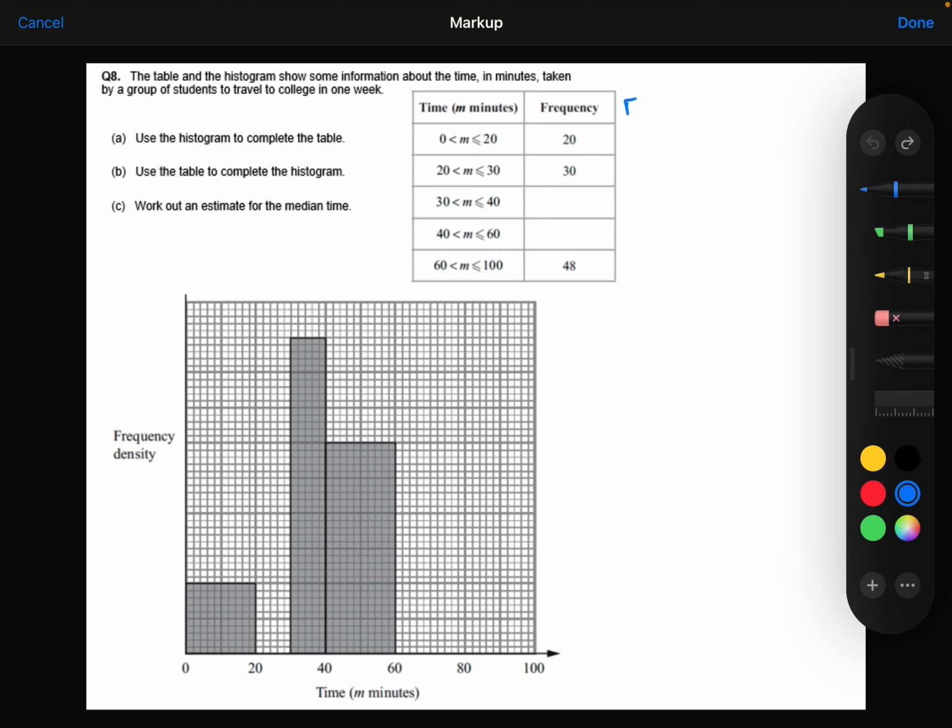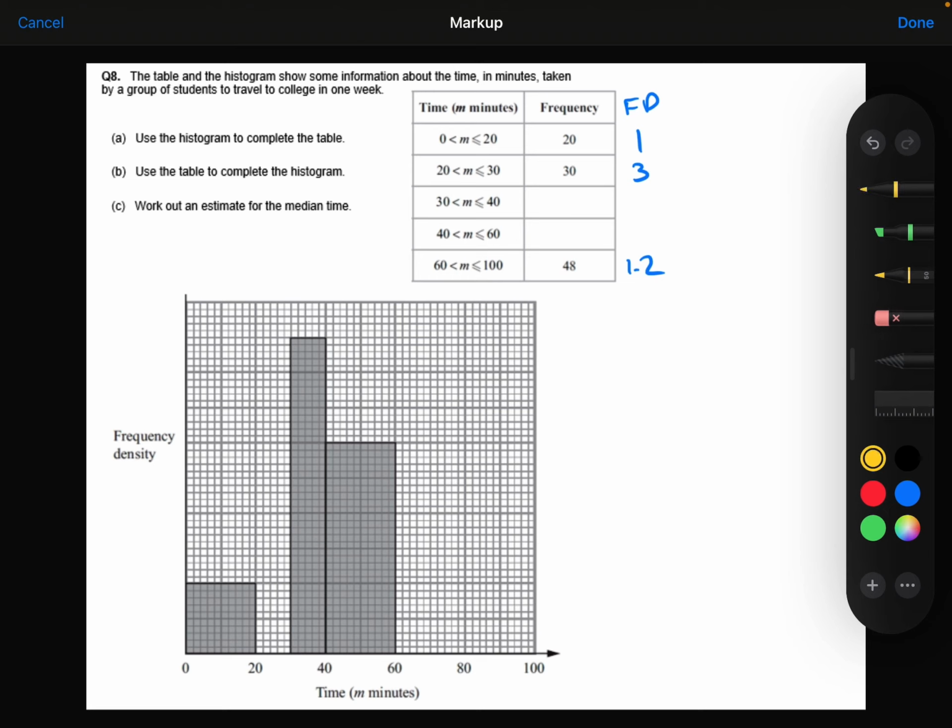So, as always with a histogram, we need the frequency density first of all, which is the frequency divided by the width. So in the first case, it's 20 divided by 20, which is 1. Then we've got 30 divided by 10, which is 3. We'll leave the next two blank for now. Then we've got 48 divided by 40, which is 1.2.